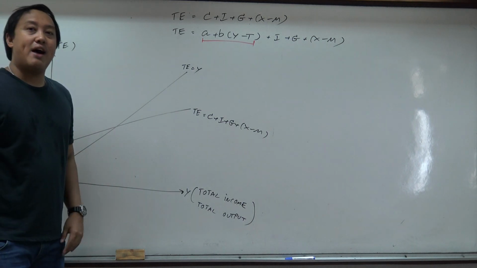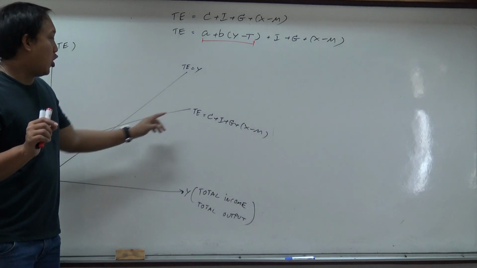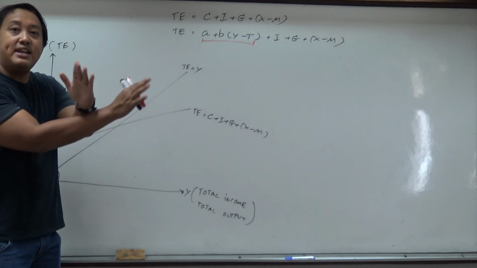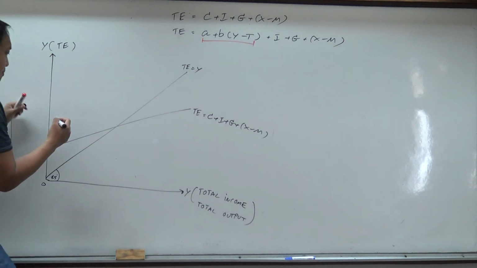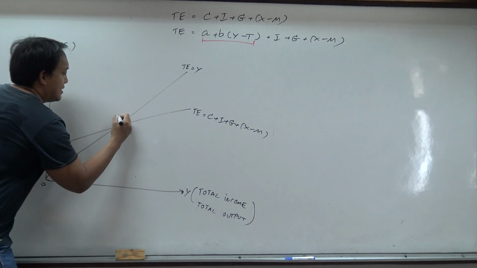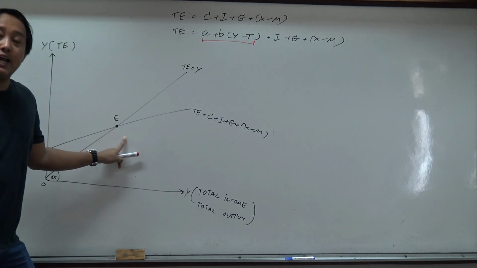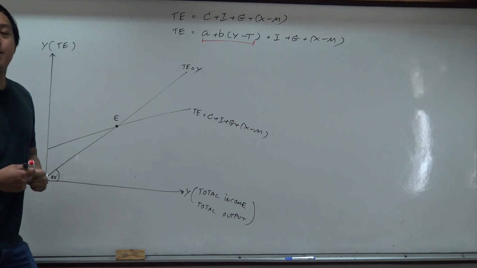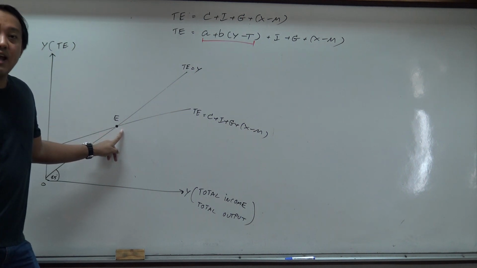And then from this graph, you're going to see that we have only one point where the total expenditure curve intersects with the 45-degree curve. Okay, only one point, this point. We're going to call it the equilibrium point. The equilibrium point is the point where total expenditure intersects with the 45-degree curve.